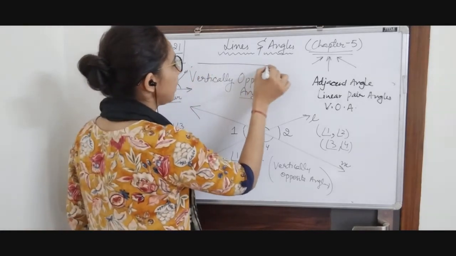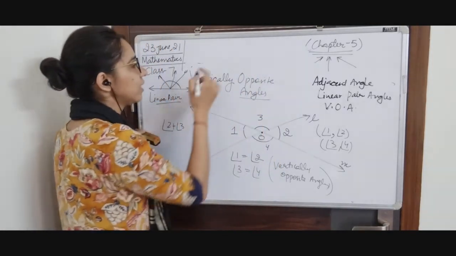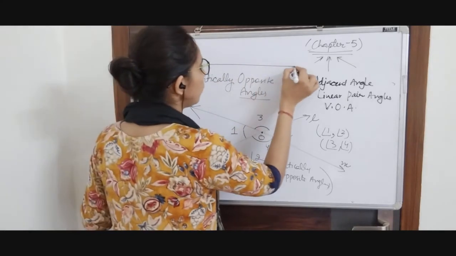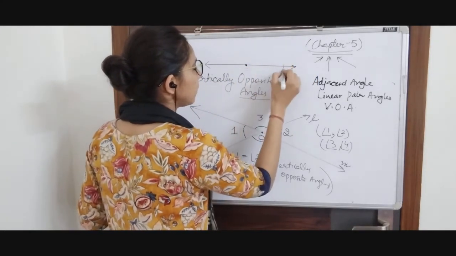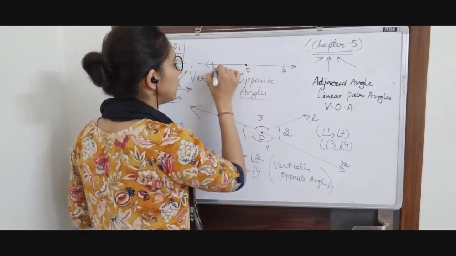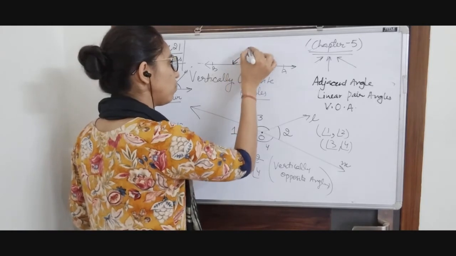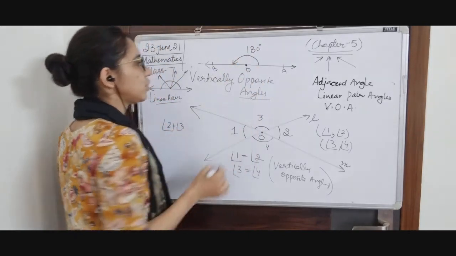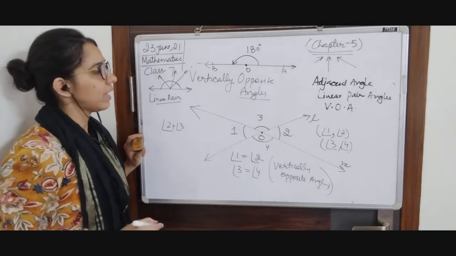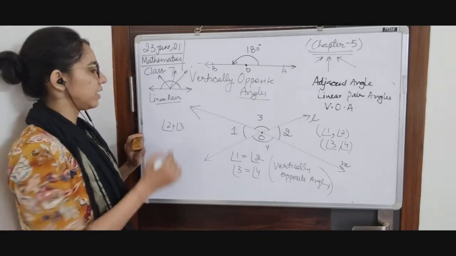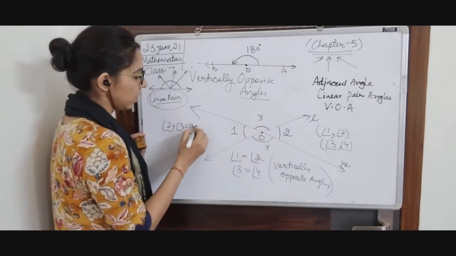Why? Again, if you have drawn a 180 degree angle, you will know that it is like this. This is A, this is O, this is B. So this is your straight angle, 180 degree, it is your line. So the angles lying on a line are 180 degree, that is linear pair. So angle 2 plus 3 is equal to 180.